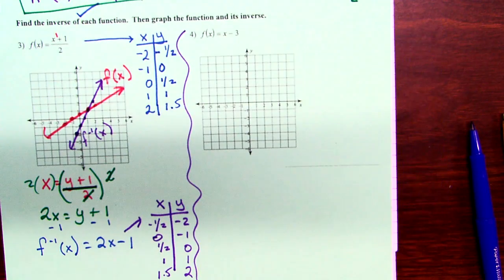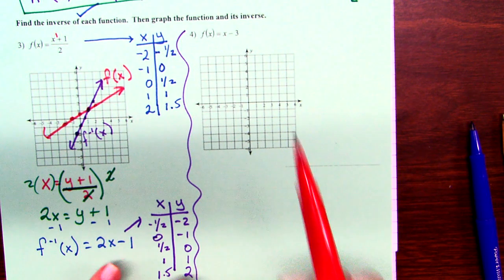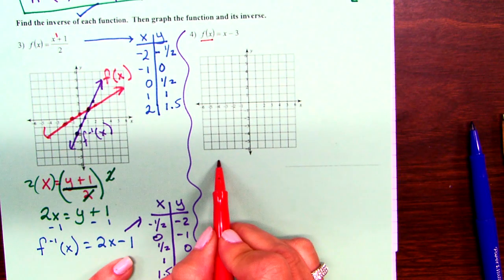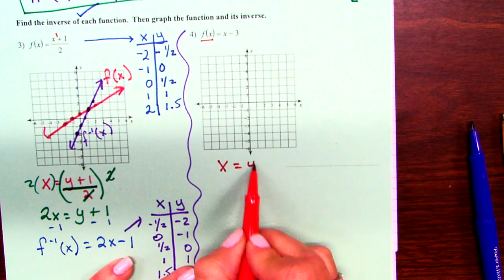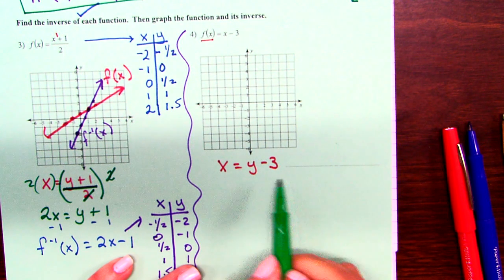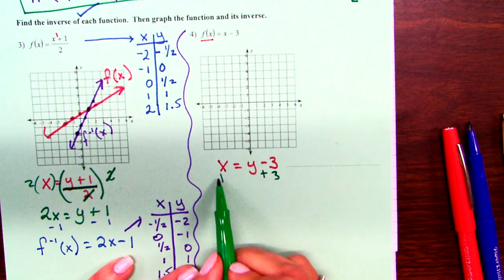Okay, let's do another one. Exactly the same. Switch x and y, solve for y, graph. So here's my y. I'm going to make it an x. Add 3, and that's it.